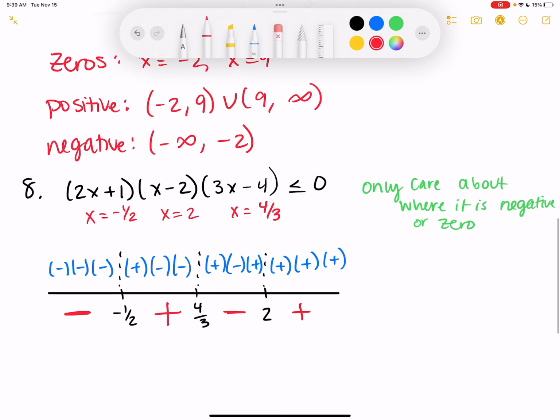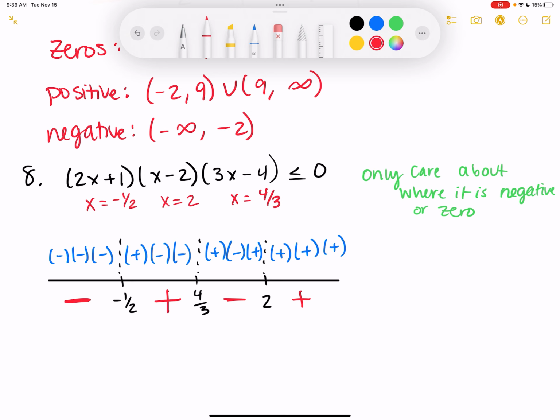So remember, I only care about negatives and 0. So my solution is from negative infinity, obviously we don't include infinity, negative infinity to negative 1/2, and it's including because we are okay with zeros. Union, the other negative region is 4/3 to 2, and it's including both of those.